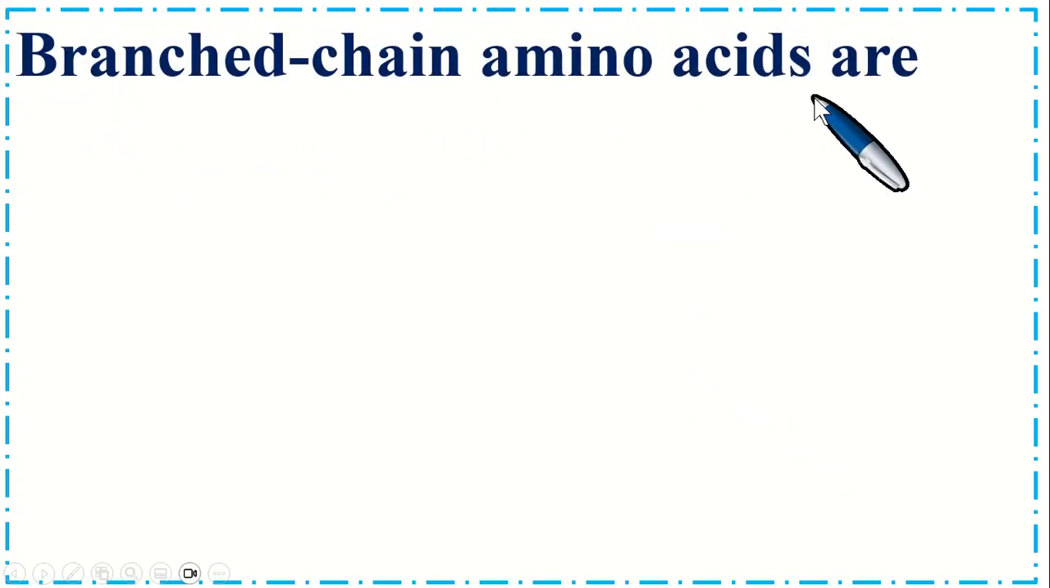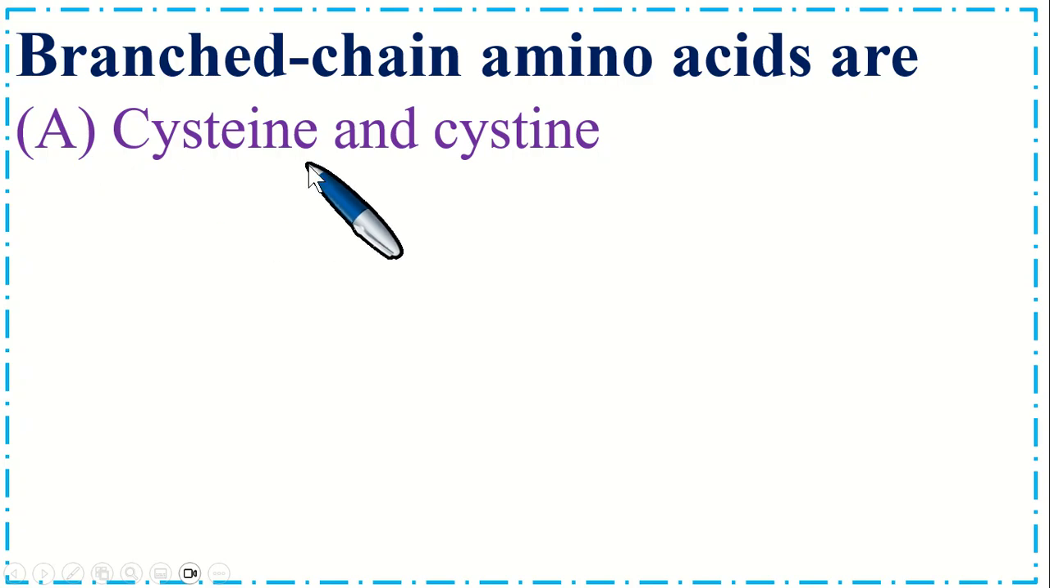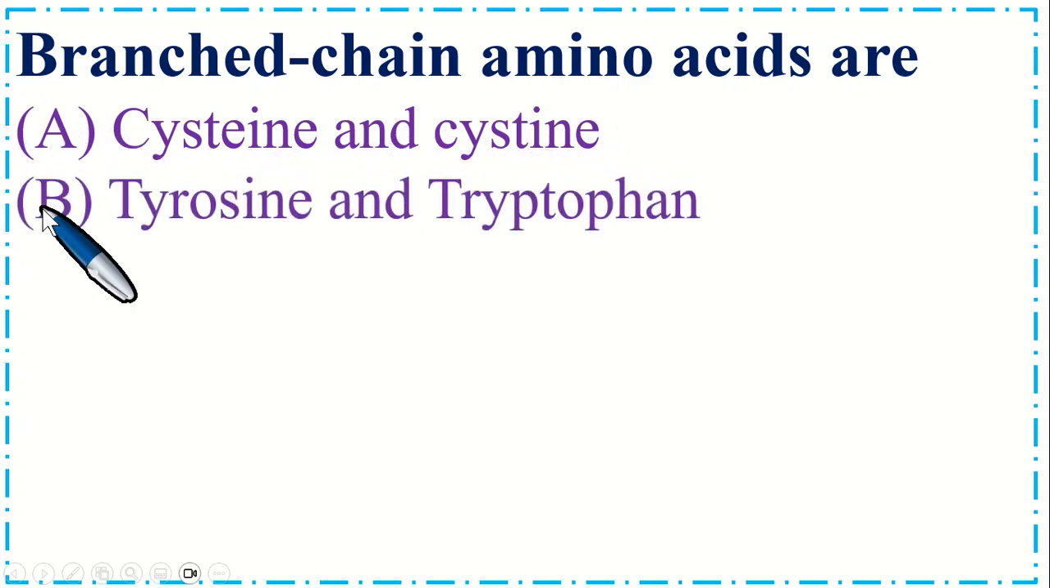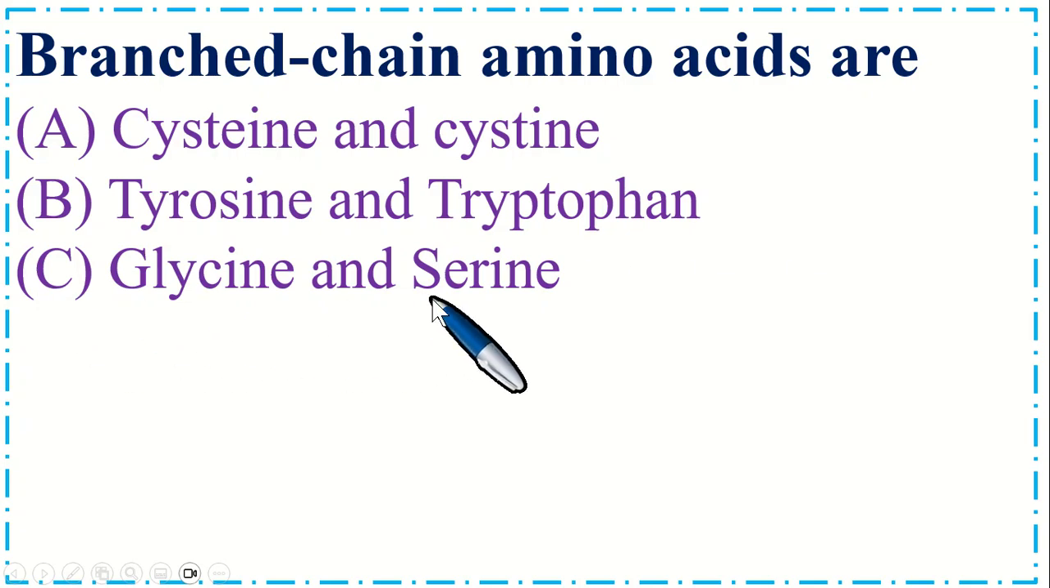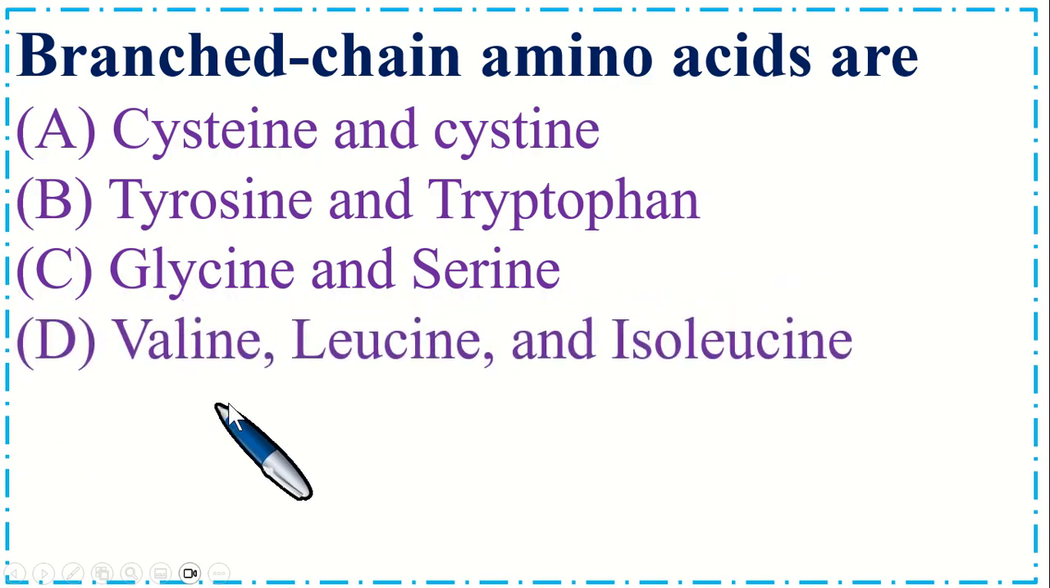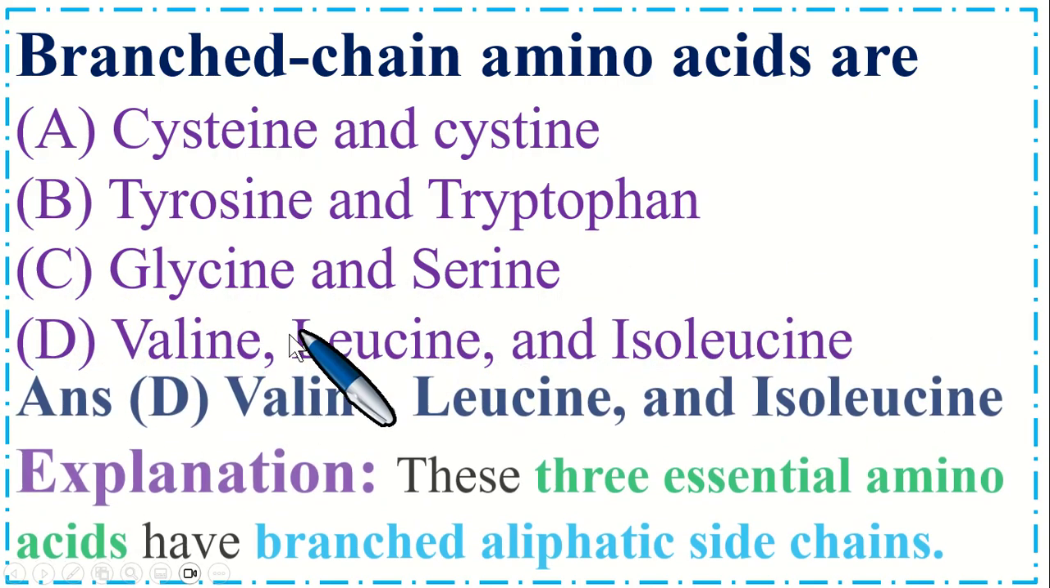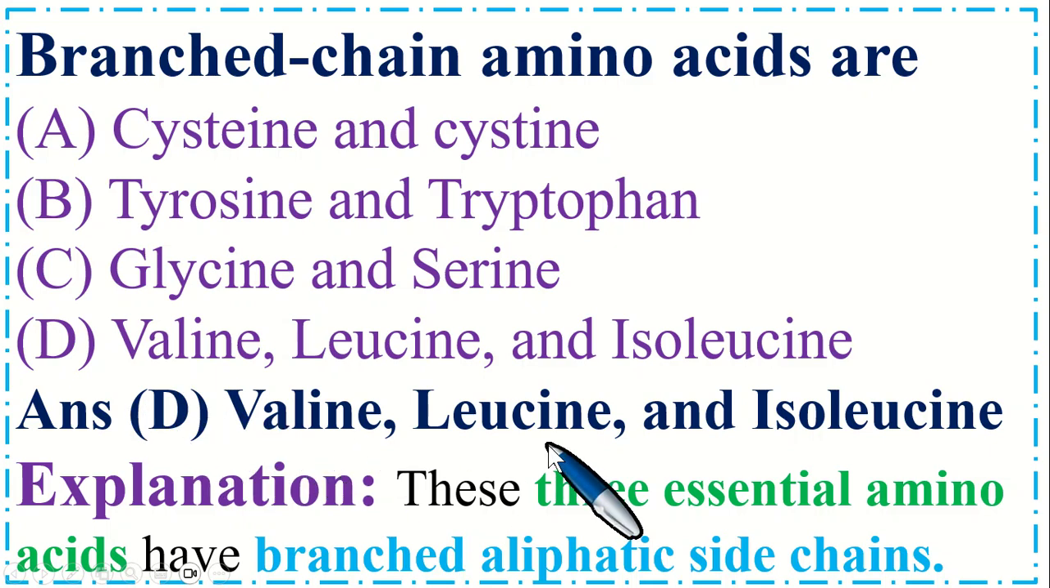Branched chain amino acids are option A cysteine and cystine, B tyrosine and tryptophan, C glycine and serine and option D valine, leucine and isoleucine. So the correct option is D, valine, leucine and isoleucine. Explanation: these three essential amino acids have branched aliphatic side chains.